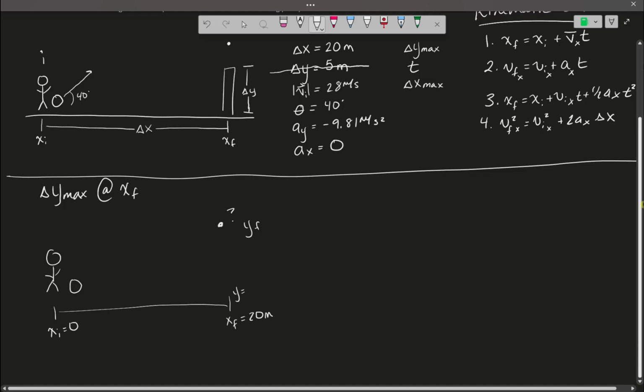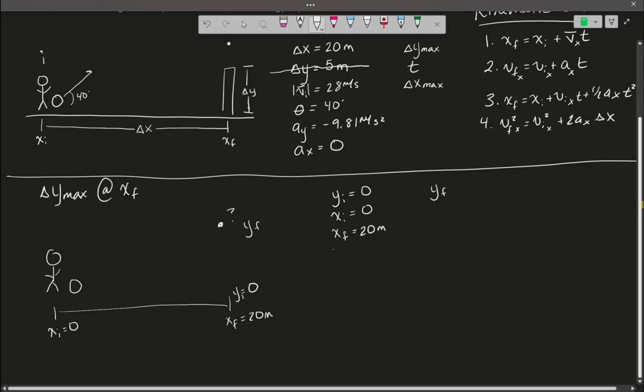And I know that my y initial is going to be 0 because the ball is starting on the ground. So the information I have is that my initial position in the y direction is 0. I want to figure out what this final position is. I have that my initial position in the x direction is 0. My final position in the x direction is 20 meters.